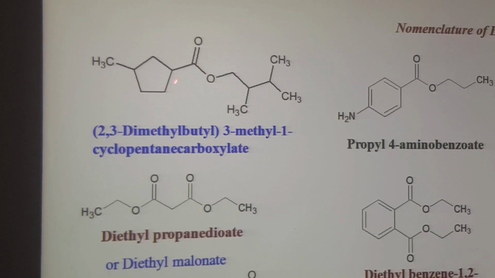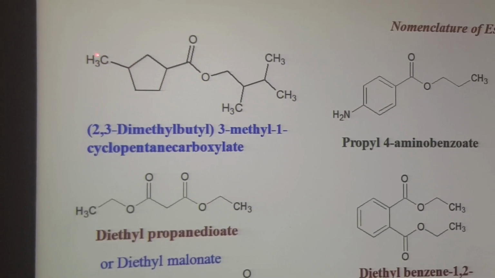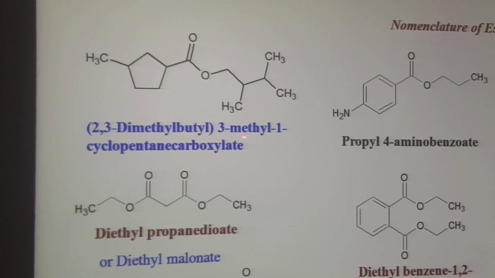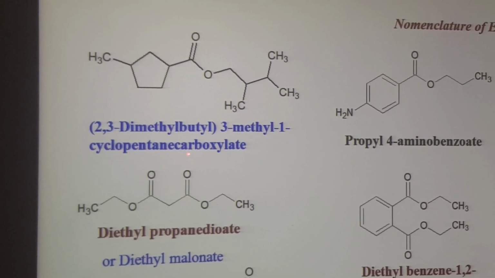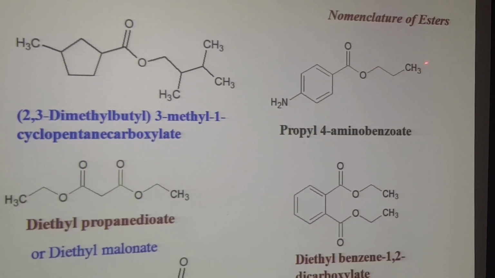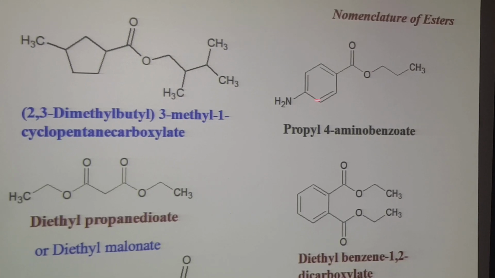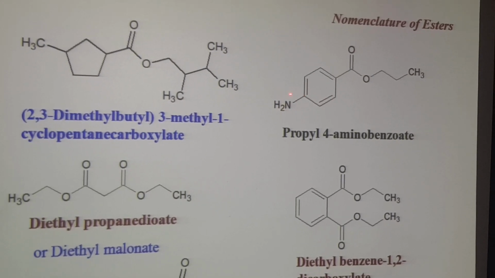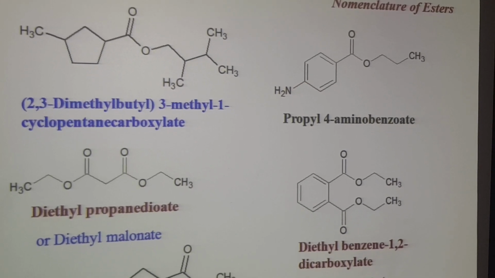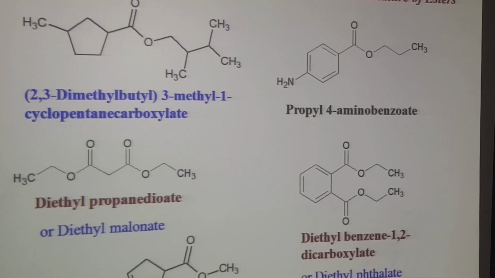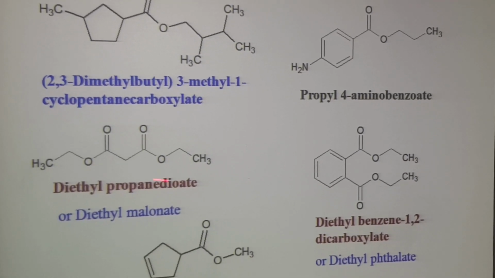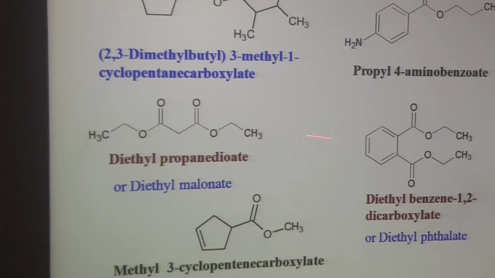It is a cyclopentyl ring and this ring is substituted with methyl. So 1, 2, 3, at 3 position. So it is 3-methyl 1-cyclopentane carboxylate. So here we have 1, 2, 3 propyl, and this carboxylic acid, benzoic acid, is substituted with an amino group at position 4. The name of this molecule is propyl 4-amino benzoate.